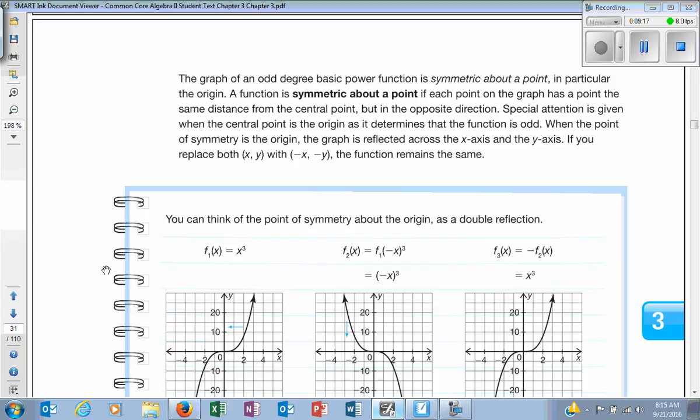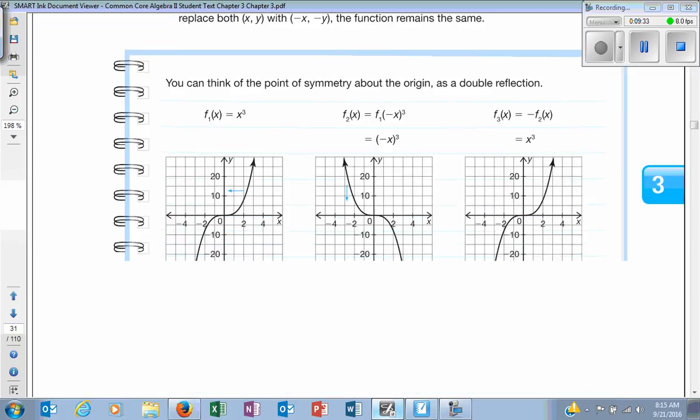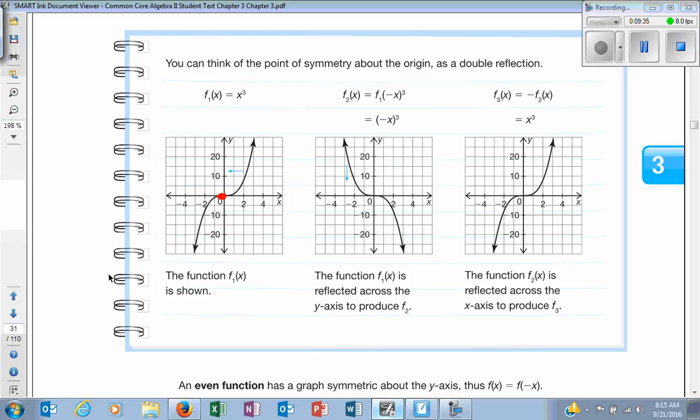Alright, symmetrical about a point. If each point on the graph has a point the same distance from the central point, but in the opposite direction. So here's what happens. You see this? This is my central point right here. If I go over and up, does everybody see that distance would be like this? Correct? Or how could I find the distance between this point and this point? What would I have to use? Distance formula. Are you with me?